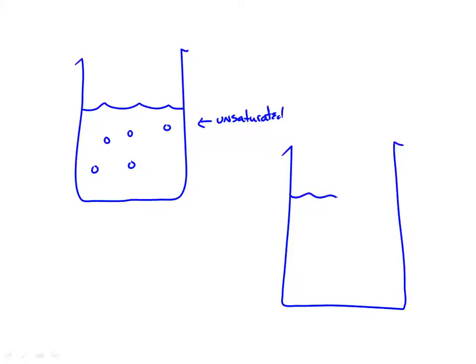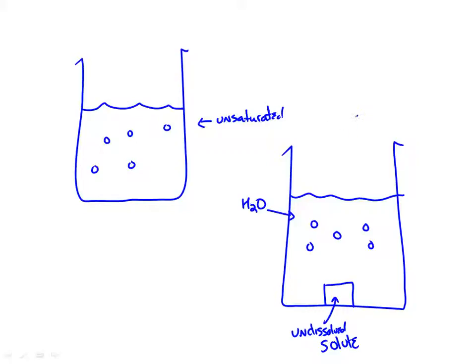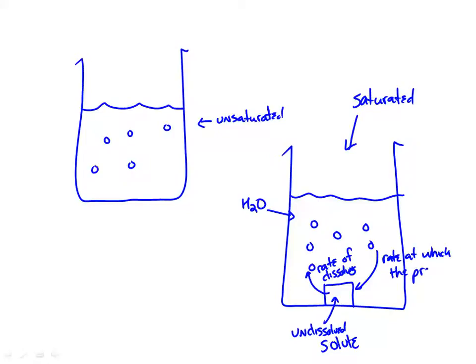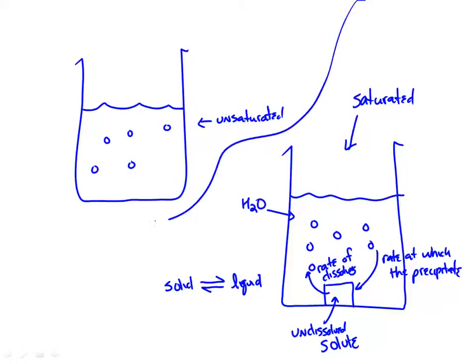A saturated solution is an equilibrium where we have some particles that are dissolved, but we also have a good chunk of the solid that is undissolved. This is, of course, water. This would be what we consider a saturated solution. What we mean by the rates being equal is that the rate of dissolving has got to be the same as the rate at which they precipitate. So we can say that there is an equilibrium between the solid and the liquid in a saturated solution.